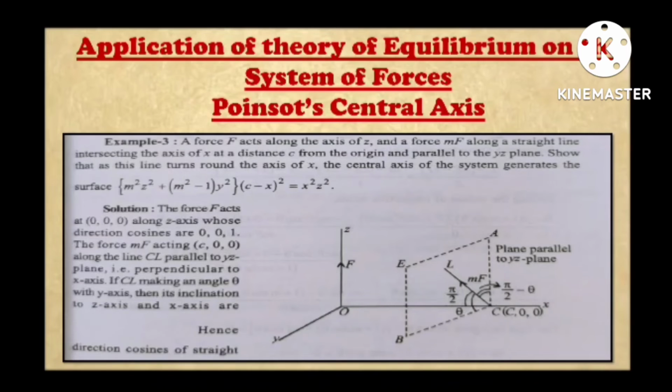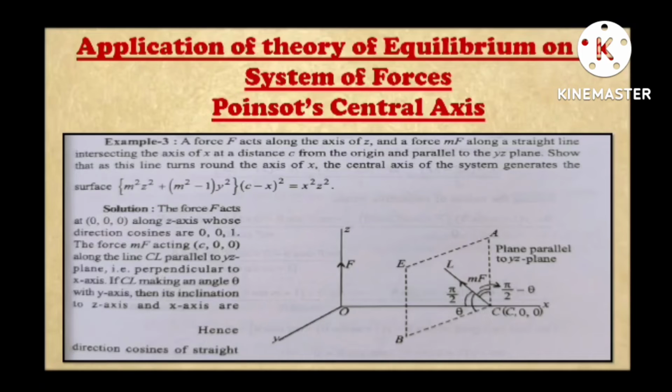Now the other topic is application of theory of equilibrium on the system of forces, that is, points on the central axis. This topic also I will be explaining through an example. So the question is: a force F acts along the axis of Z and a force MF along a straight line intersecting the axis of X at a distance c from the origin and parallel to the YZ plane.